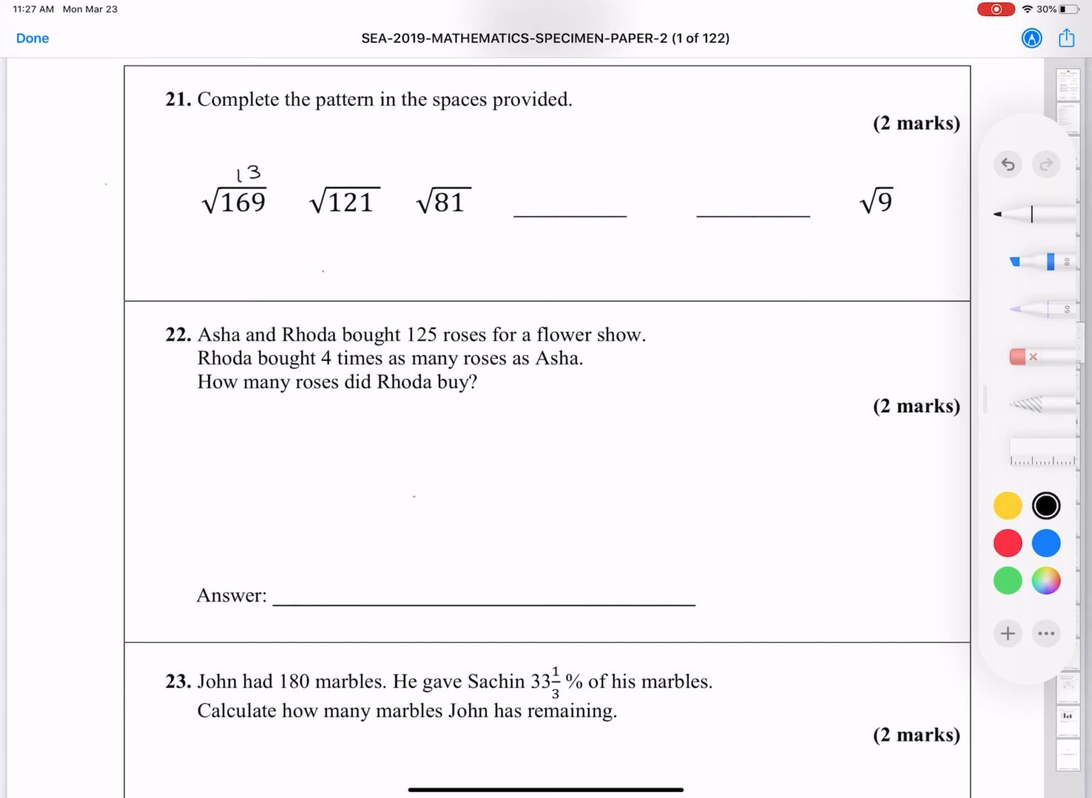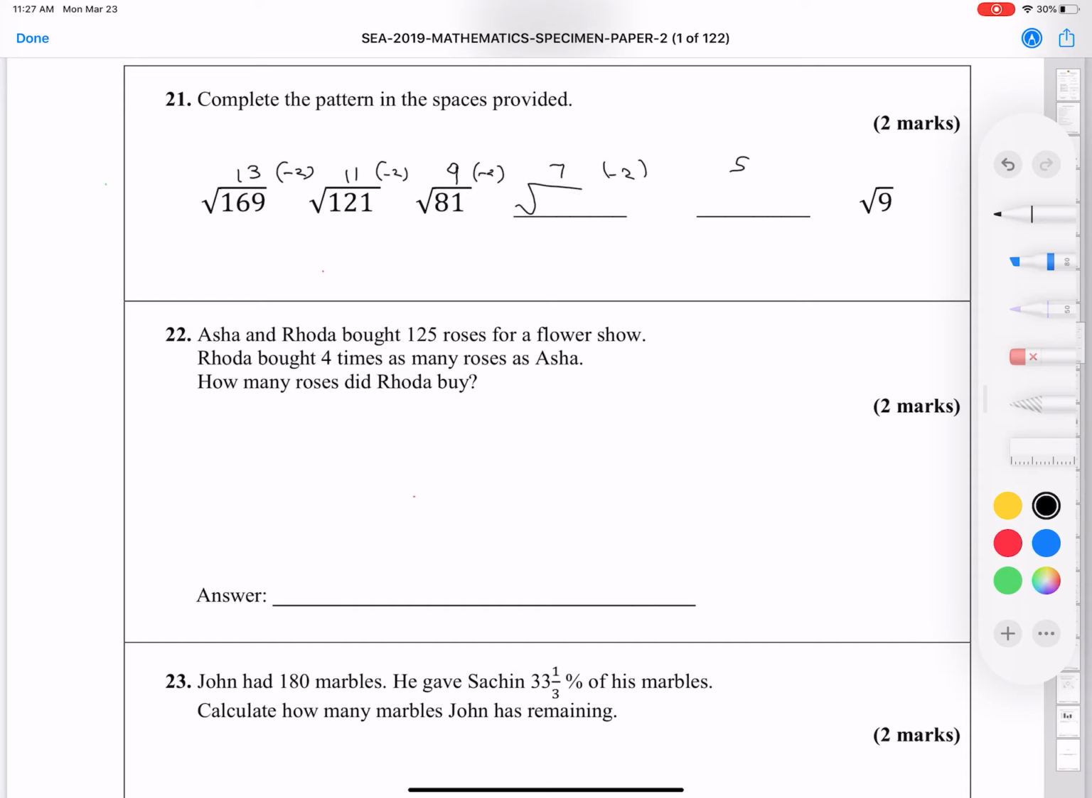The square root of 121 is 11. The square root of 81 is 9. The numbers are decreasing by how much? 13 take away 2 equals 11. 11 take away 2 equals 9. 9 take away 2 equals 7. And 7 take away 2 will be equal to 5.